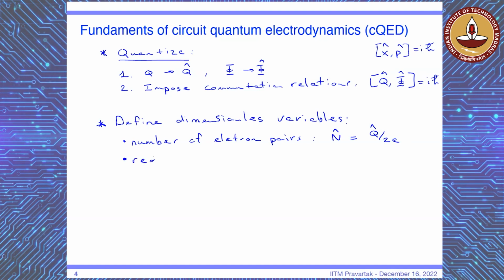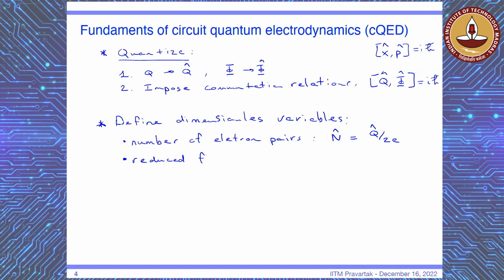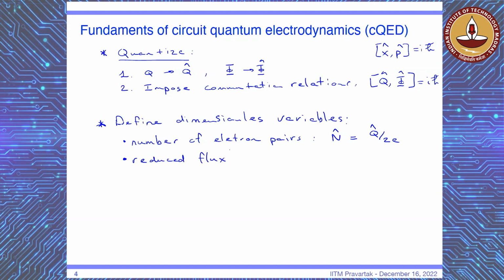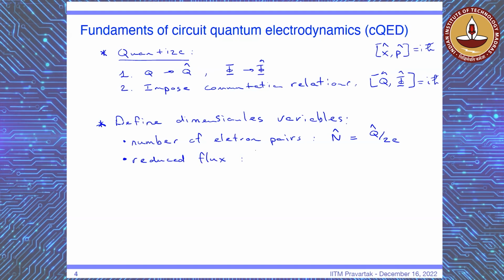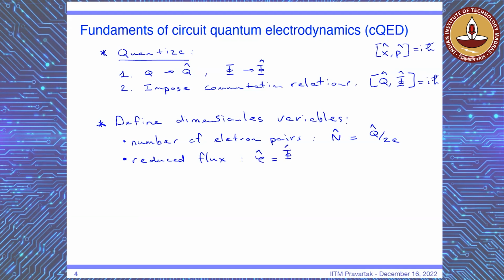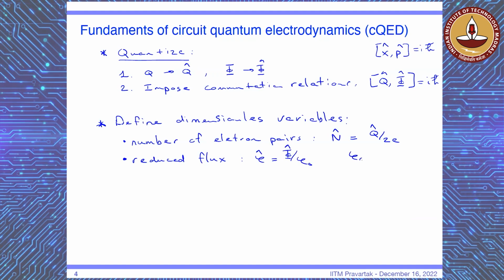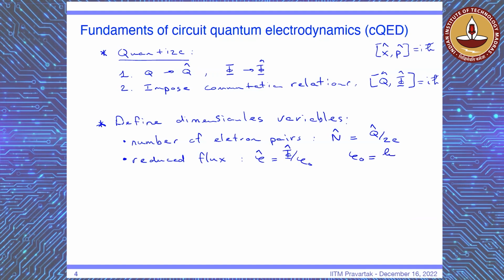And the other one is the reduced flux. Reduced generalized flux, but for short, we won't be saying generalized all the time. So it's going to be divided by a constant. It's just a constant called the flux quantum.